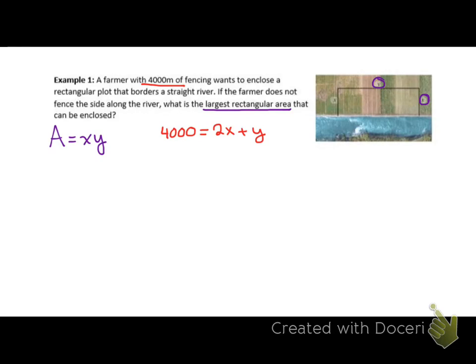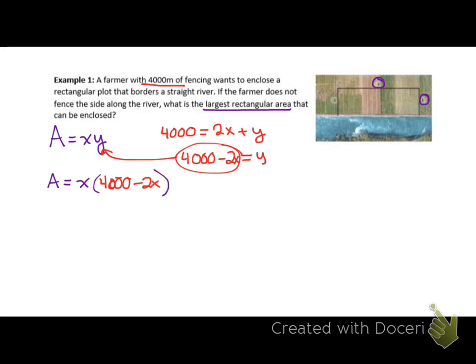So let's go ahead and solve for a variable. It doesn't matter which one you solve for. Just pick one. All right, I think y is easier to solve for because you just subtract 2x. So y is going to equal 4,000 minus 2x. And now I'm going to take this and plug it in right here. Right, direct substitution. So A is going to equal x times 4,000 minus 2x. And this is what I'm optimizing.